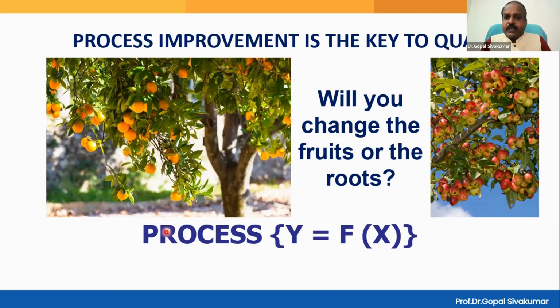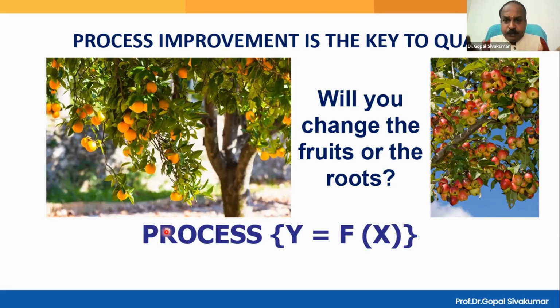Running the same process again and again and expecting different results is the biggest insanity. I am not saying this. Albert Einstein has said this. Running the same process again and again and expecting better results is definitely a foolish activity. Am I correct? You want better results, you definitely require a better process. Better process means process improvement. Six Sigma is a process improvement methodology.